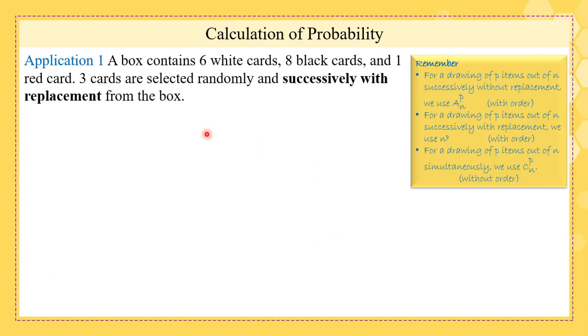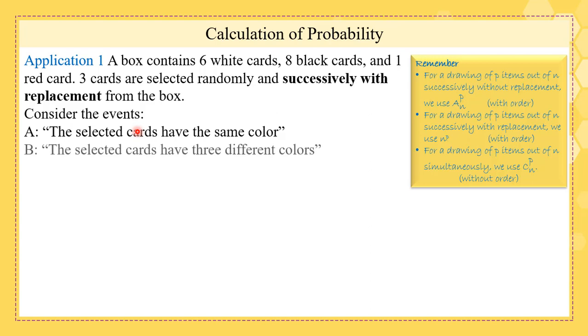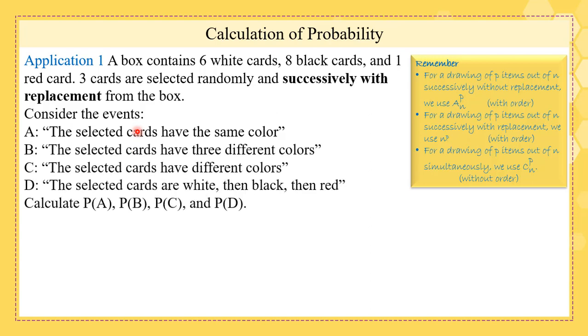Now let's see the application. A box contains 6 white cards, 8 black cards, and 1 red card. So it has 15 cards, and we need to select successively with replacement 3 cards out of them. Try to find P of A alone.